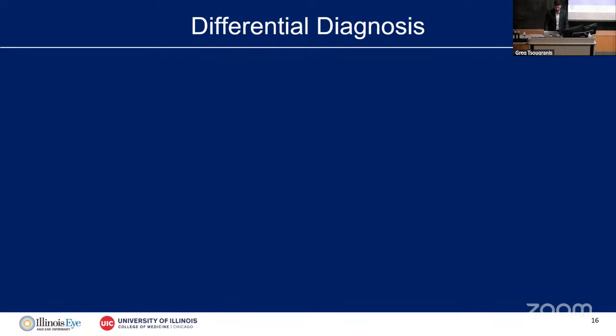Yep, great. TB, sarcoid, syphilis. Anything else? Endophthalmitis, MS, the neoplastic process, some sort of intermediate uveitis. Anything else? Pars planitis. Great. So many of these things have already been outlined.